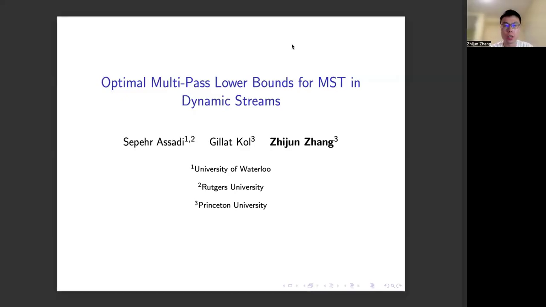I'm going to talk about obtaining optimal multipass lower bounds for one of the fundamental graph problems, namely minimum spanning trees in the dynamic streaming setting. This is joint work with Sepehr Assadi and Deeparnab Chakrabarty.